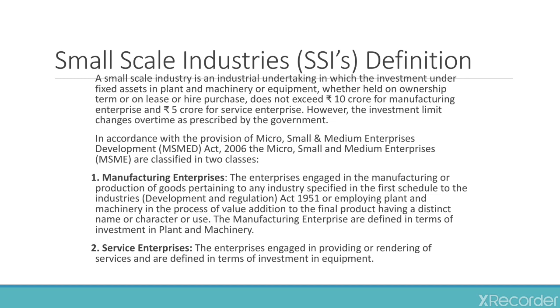In accordance with the provisions of the Micro, Small and Medium Enterprises Development Act 2016, micro, small and medium enterprises are classified into two classes. Manufacturing enterprises include enterprises engaged in the manufacturing or production of goods pertaining to any industry specified in the first schedule to the Industries Development Act 1951, or employing plant and machinery in the process of value addition to the final product having a distinct name, character or use.